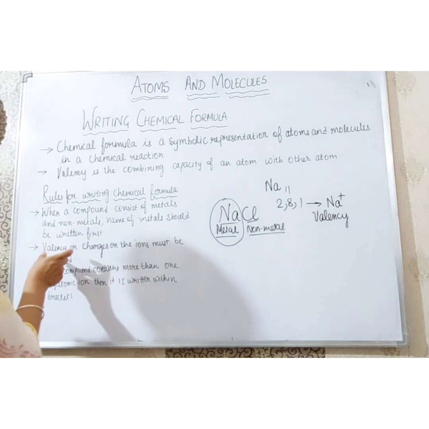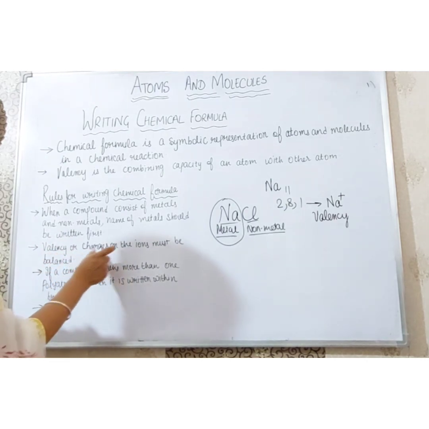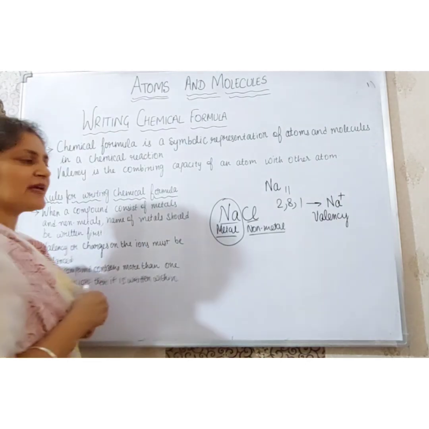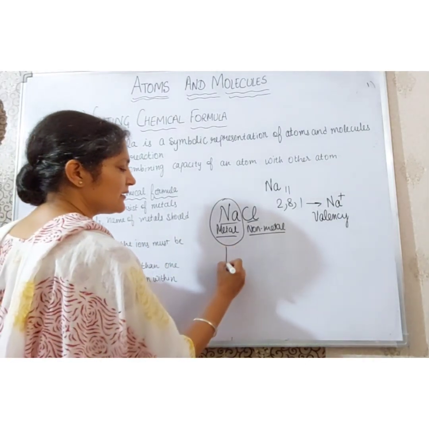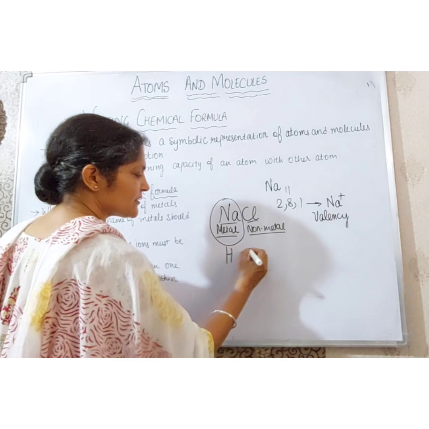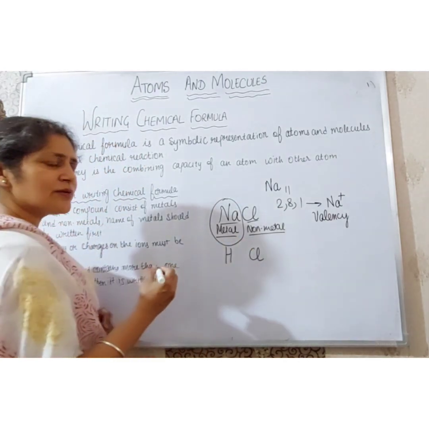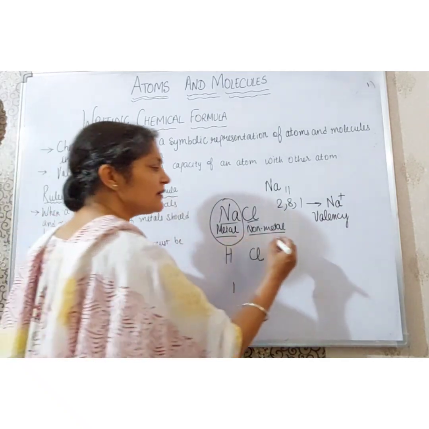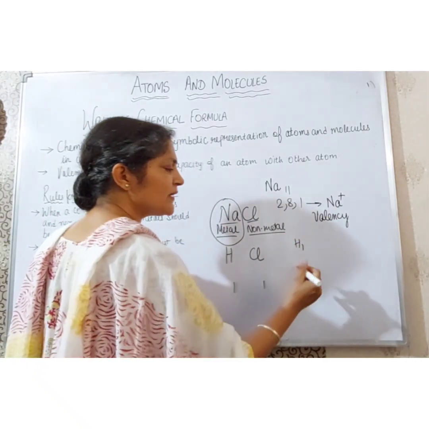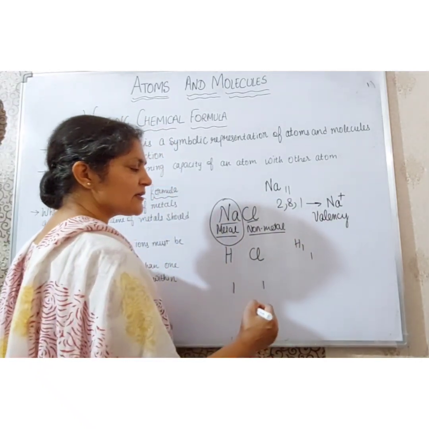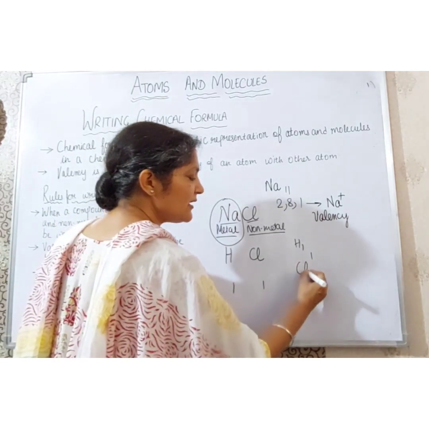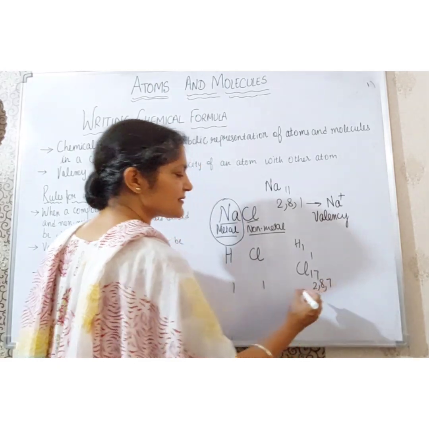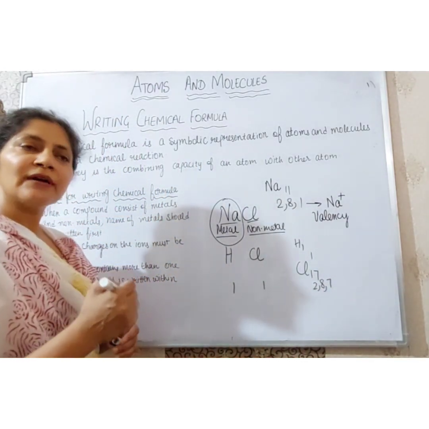Now the second rule is that the valency or charges on the ions must be balanced. Suppose we take hydrogen and chlorine. Right, students? Both have valency 1. How do they have valency 1? Hydrogen has atomic number 1, and its electronic configuration is also 1. Chlorine has atomic number 17, and its configuration is 2, 8, 7.